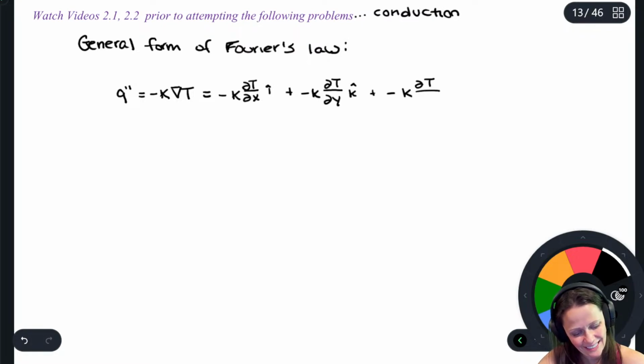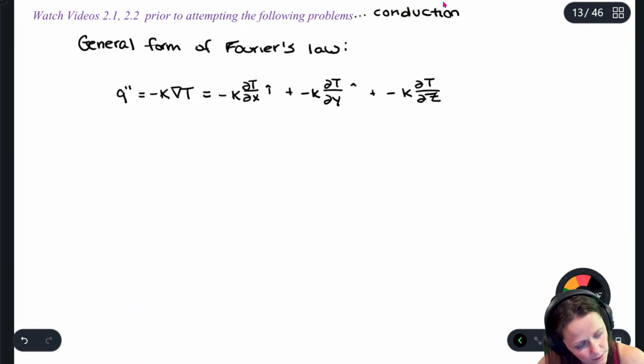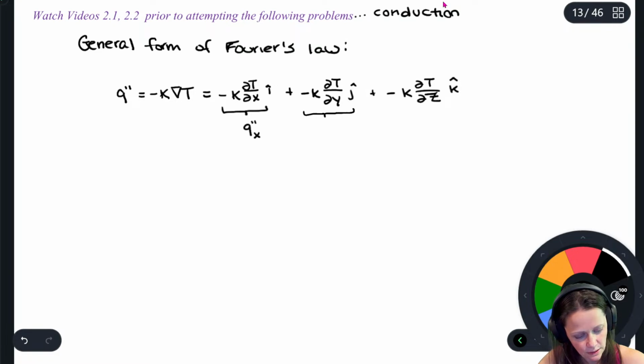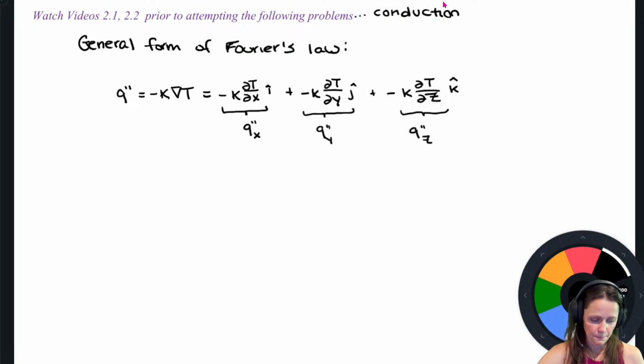And then we've got a partial of T with respect to the, oh, realized I did something stupid. Oops. That's a j, and that's a unit vector k. So this guy right here would represent heat flux in the x direction, heat flux in the y direction, and heat flux in the z direction.